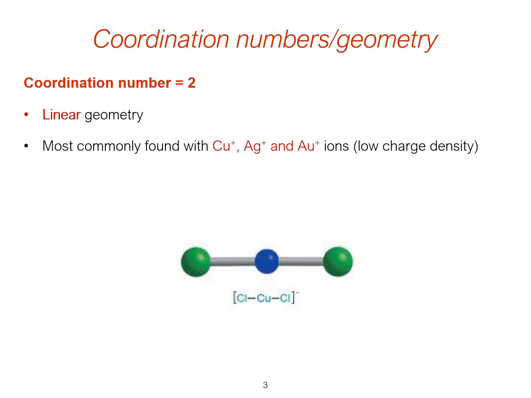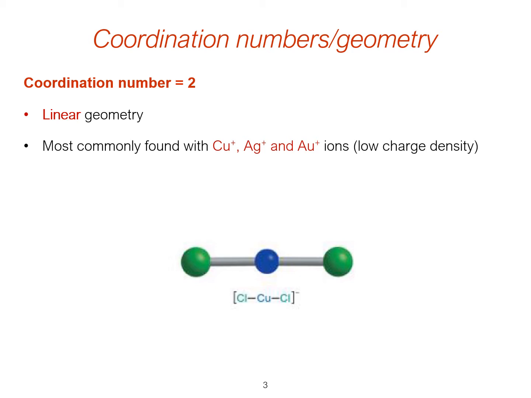So we'll start with coordination number 2. And as I said on the last slide, this is linear. It's because it wants to minimize repulsion, so those ligands are as far away from each other as possible. It's not such a common coordination number or geometry. It's most commonly found with the copper, silver, gold ions.